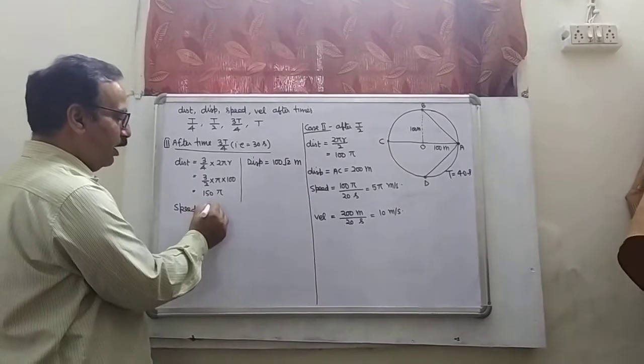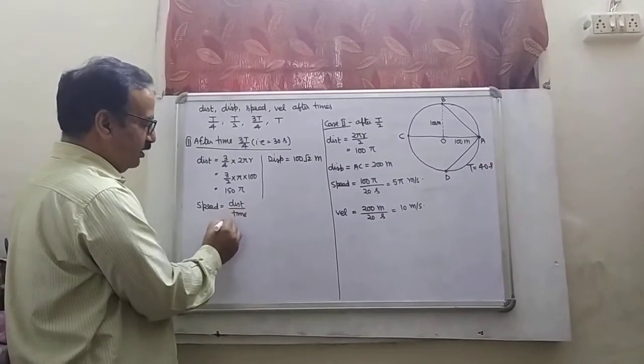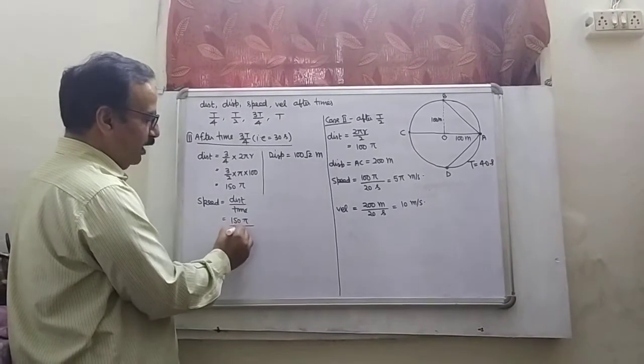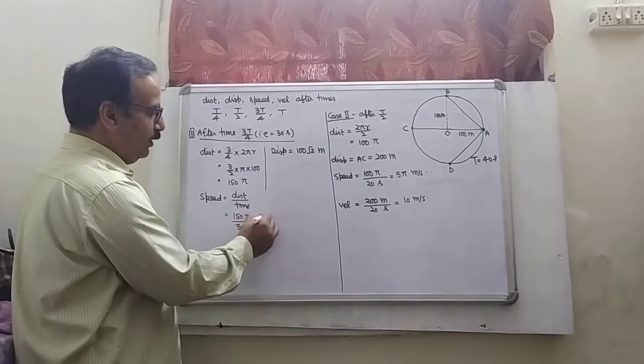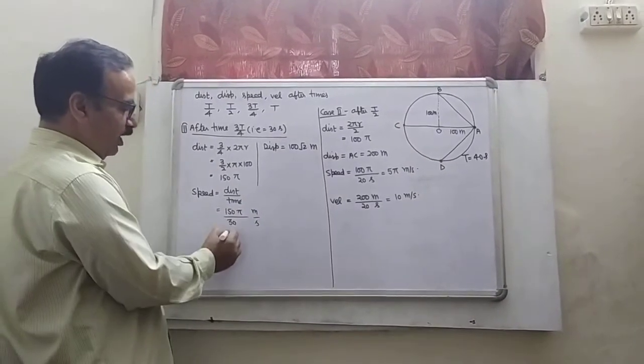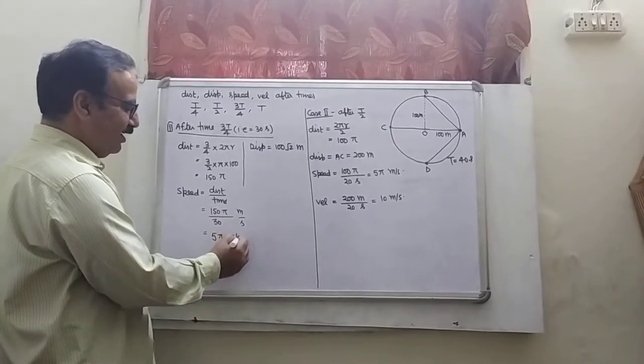Speed is distance upon time. Distance covered is 150 pi. Time is 30 seconds. So what we are having here? Again we are finding 5 pi meter per second.